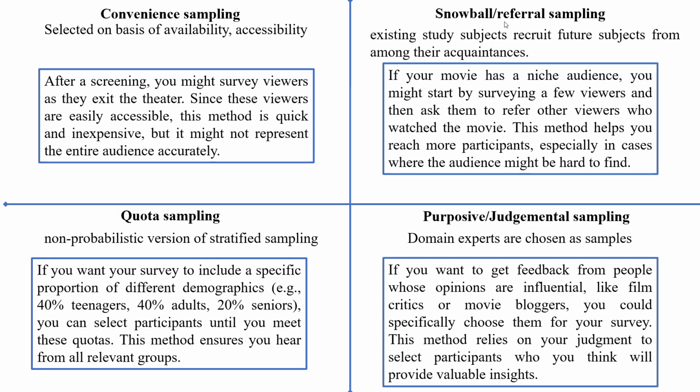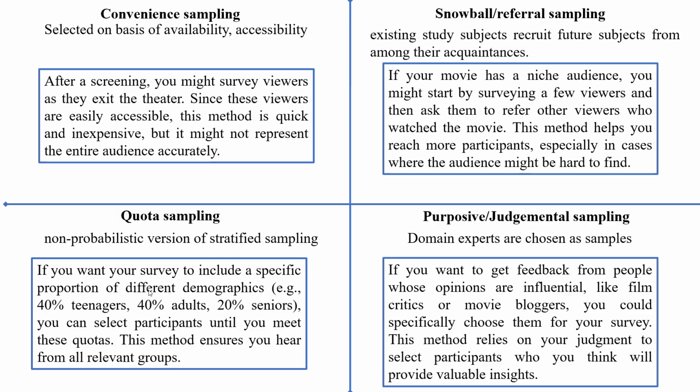The next one is referral sampling. From the word, you might understand. For example, I'm taking a survey from you, asking you the feedback, how the movie was, and I ask you, do you know anybody who has watched the movie? So you recommend one of your friends, and then I go take feedback from her, and then I ask her, do you know anybody who has watched the movie? So this is called referral sampling.